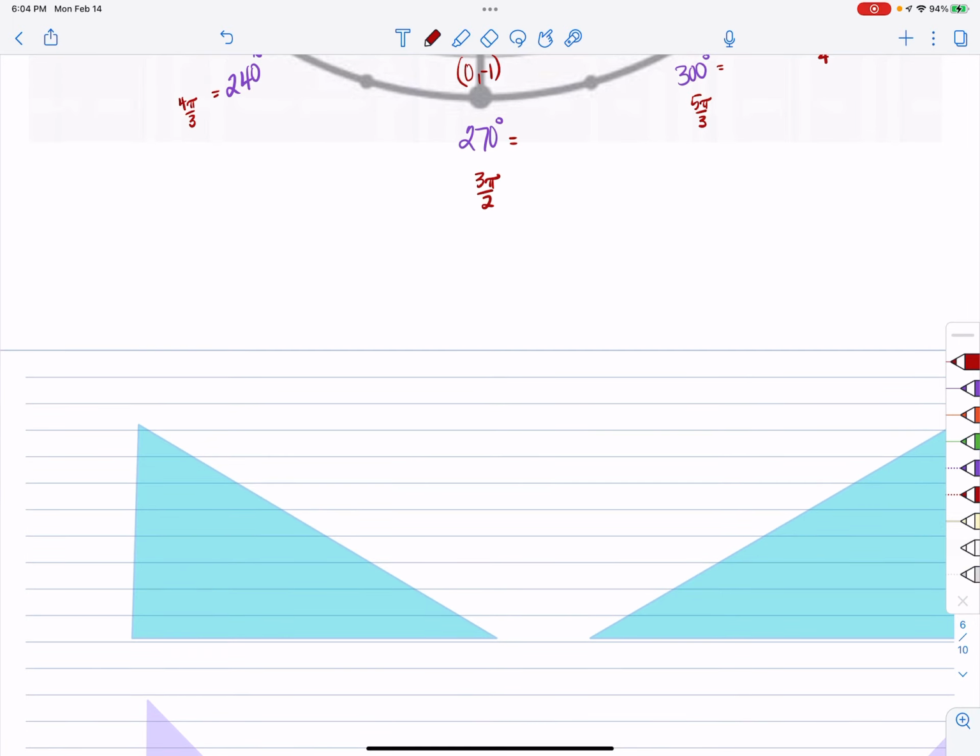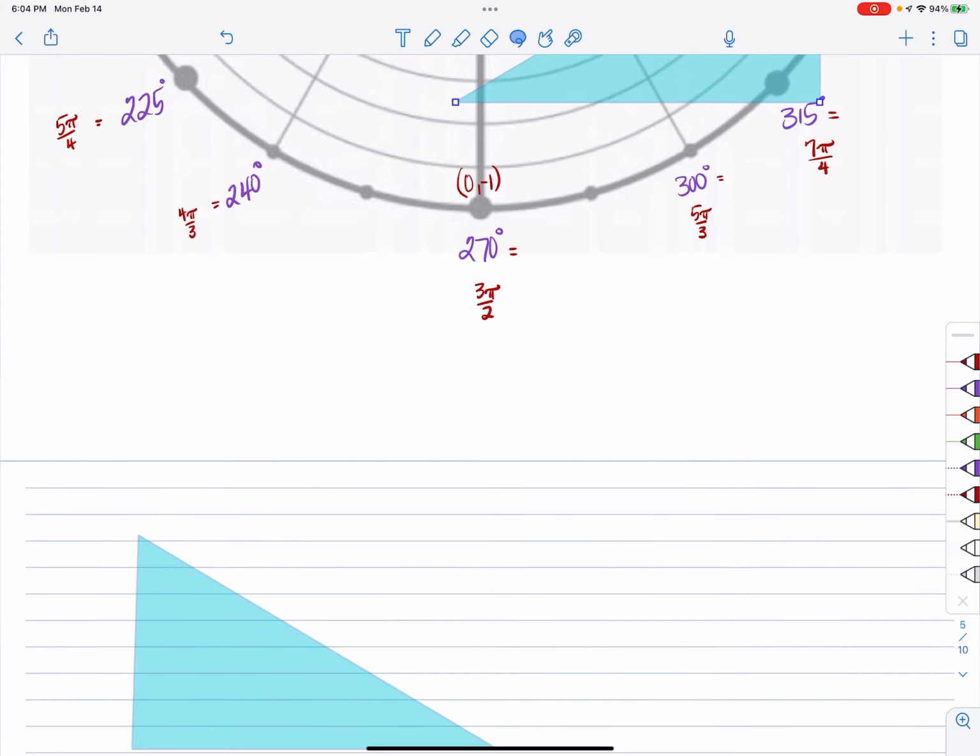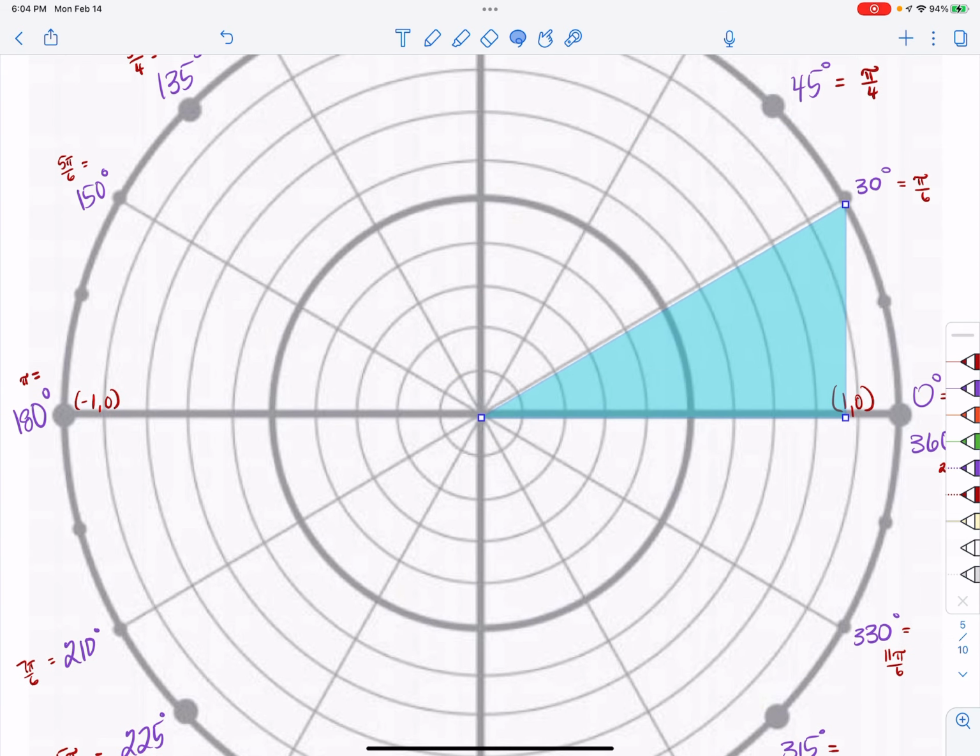So let me just grab one of these triangles. I'm going to move it up to my unit circle. Notice that I'm using here my 30-degree angle. So that means that this guy is a 30-degree angle. And if this is 30 degrees, then that also means that this angle up at the top of the triangle is going to be a 60-degree angle.